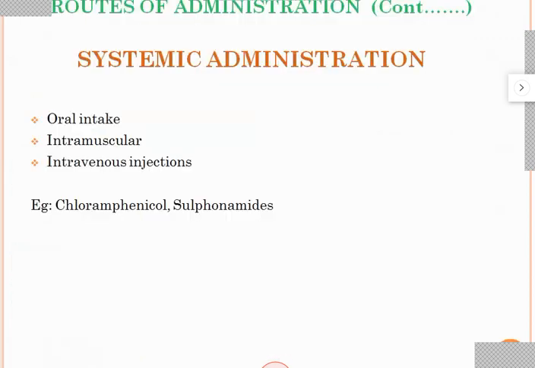And the last one is systemic administration. We can give some drugs systemically also, either orally or by intramuscular injections, intravenous injections, like chloramphenicol and sulfonamides.